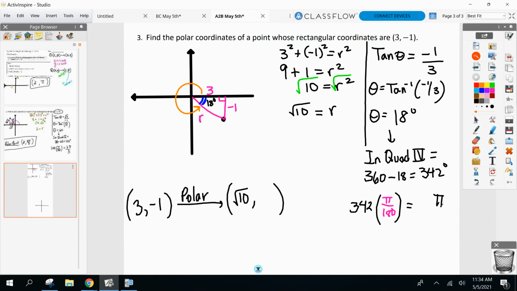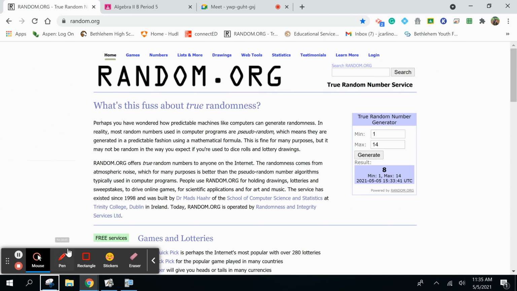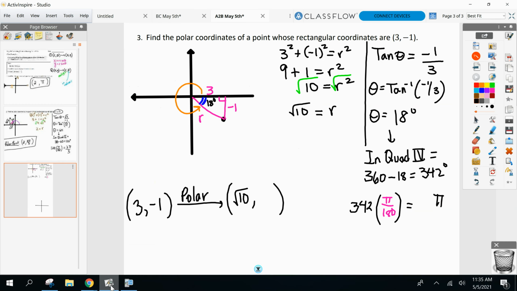All right, what did you end up getting when you reduce 342 over 180? What's my answer in radians now? Hunter, what do you end up with? You get 19 pi over 10. Good job. Okay, so that's what my polar coordinate ended up being. Radical 10, 19 pi over 10.